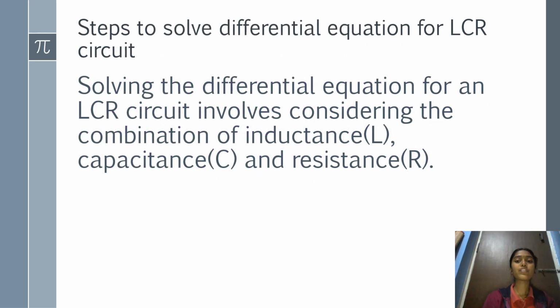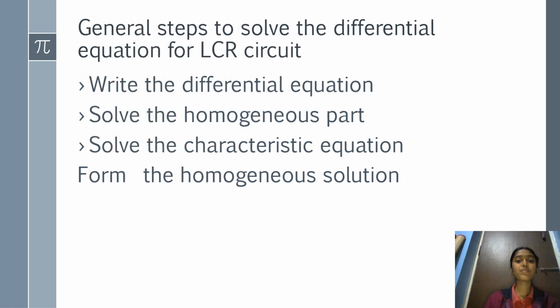Steps to solve differential equation for LCR circuits. Solving the differential equation for an LCR circuit involves considering the combination of inductance, capacitance, and resistance. General steps to solve the differential equation for LCR circuit. First, we have to write the differential equation. That is, we have to express Kirchhoff's voltage law for the circuit in terms of I of t and its derivatives. Then, rearrange the equation.